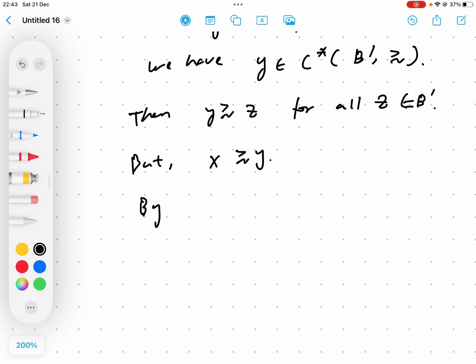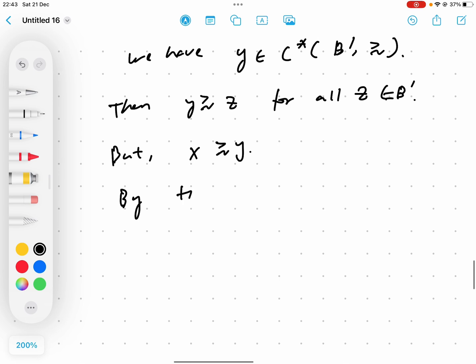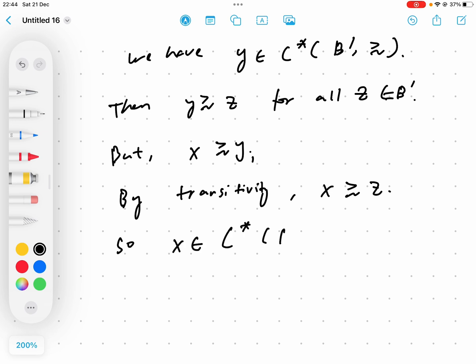So by the transitivity of this rational preference relation, x has to be weakly preferred to z. So this means that x is in this C star of B prime. And this is exactly the conclusion that the WARP demands. Okay, good.